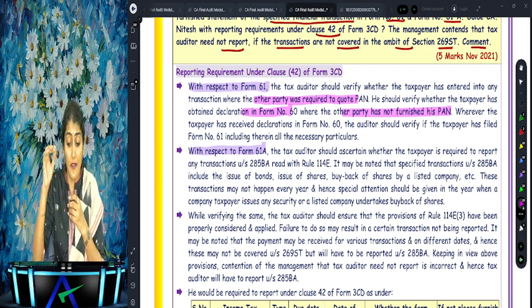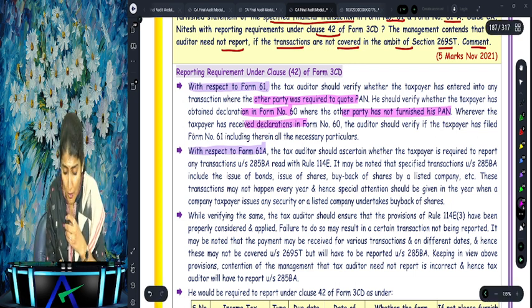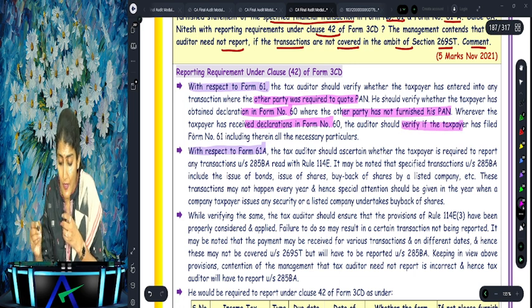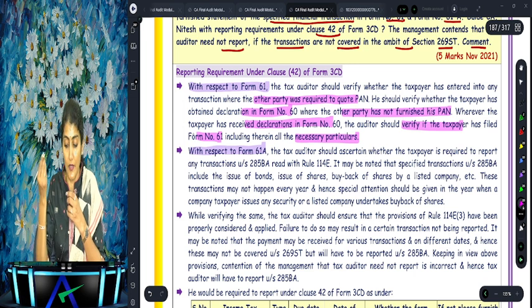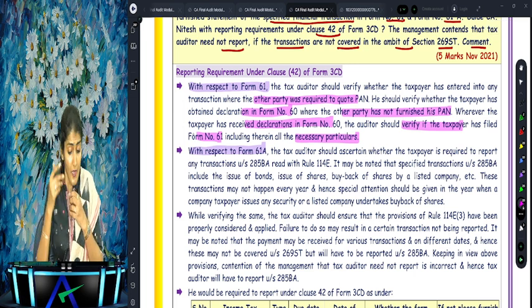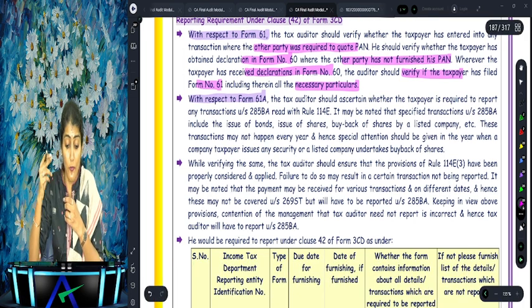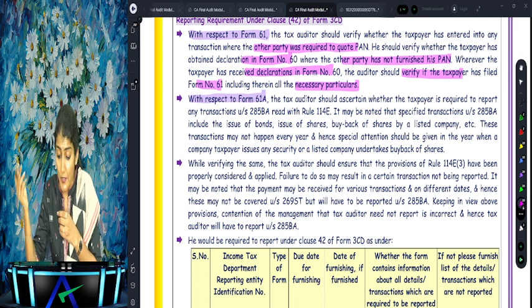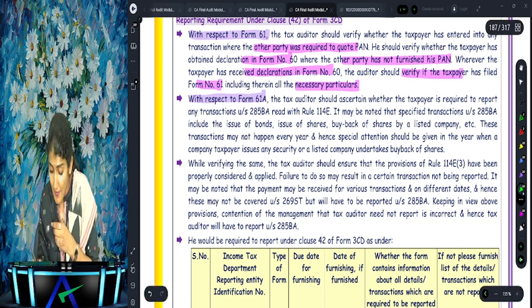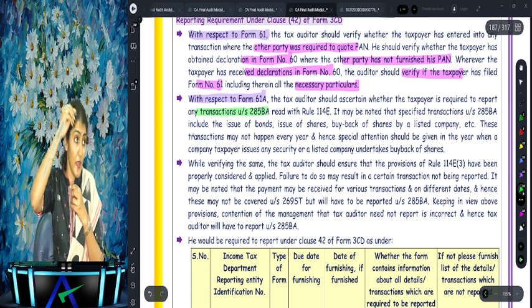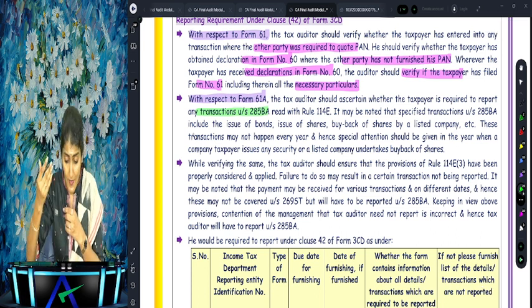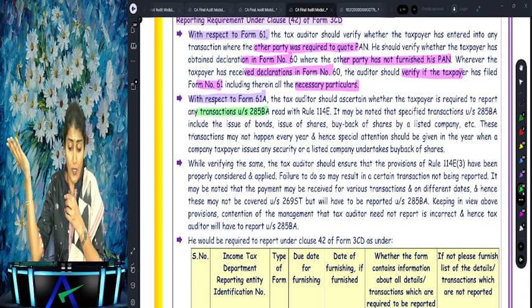Wherever the taxpayer has received the declarations in Form 60, the auditor should verify if the taxpayer has filed the Form 61, including the necessary particulars. Is it clear to everyone? Right. Then second one, with respect to Form 61A, the tax auditor should ascertain whether the taxpayer is required to report on any transactions under 285BA, that is the specified financial transaction, right? Read with Rule 114E.